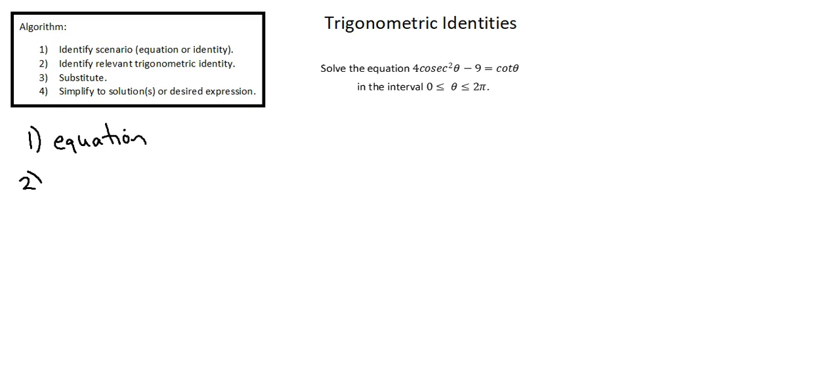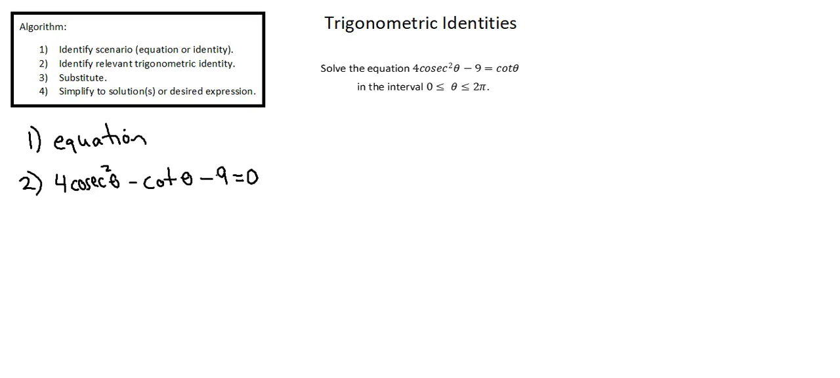Step 2, identify relevant trigonometric identity. In order to do that, we need to understand more about this equation. The cosecant theta squared gives me a clue. This is a quadratic. So first I'm going to rearrange the equation. 4 times cosecant theta squared minus cotangent theta minus 9 equals 0.